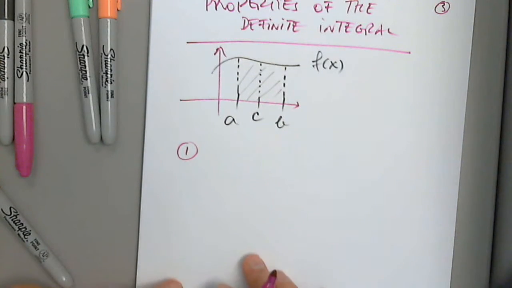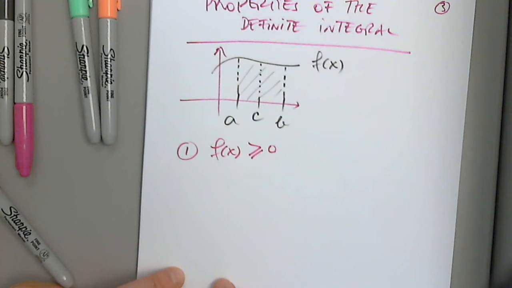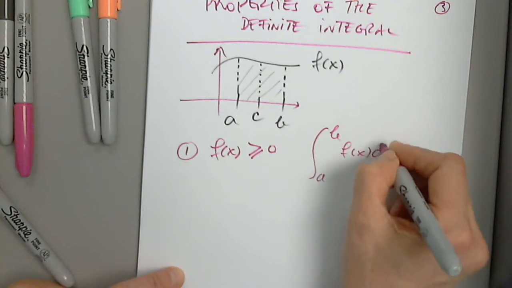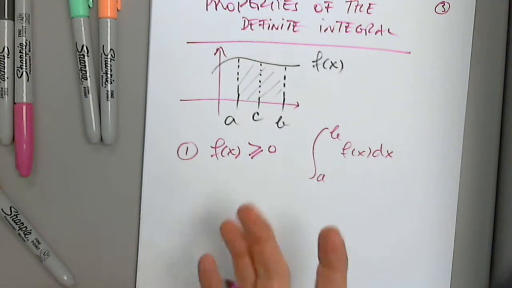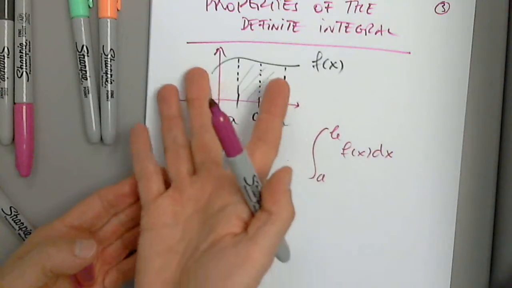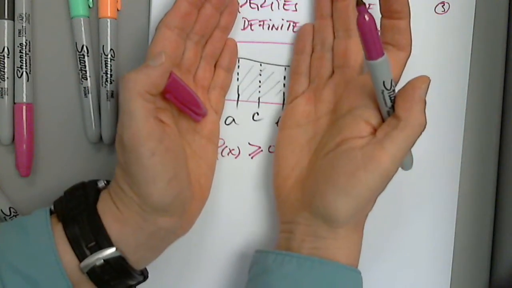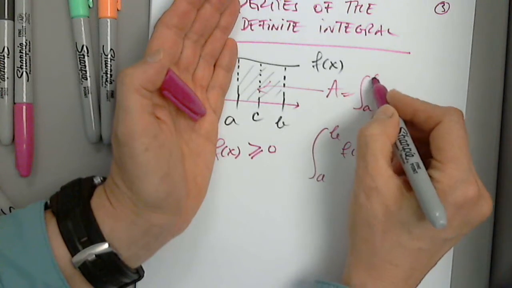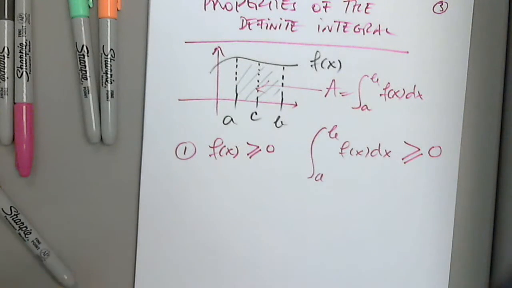Here's property number one. If the function is a positive function, what do you think the integral from a to b from f of x dx would be? Because areas can't be negative. So if the function is positive like this one, all on the interval a comma b is above the x-axis, then this area, which is the integral from a to b from f of x dx, must be a number greater than or equal to 0. I hope you agree.